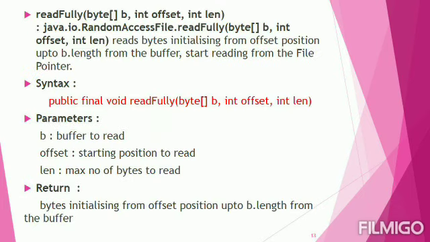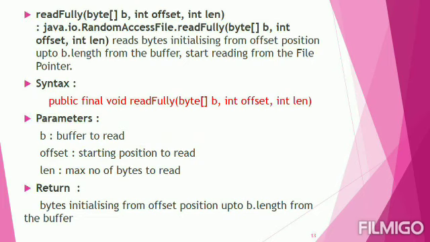The next function is to read bytes starting from the offset position up to the length into the buffer, starting from the file pointer. We have to use the function readFully with 3 input parameters: byte, offset and length. Byte refers to the buffer to read into, offset refers to the starting position to read, and length refers to the maximum bytes to be read. It returns bytes starting from the offset position up to the length into the buffer.